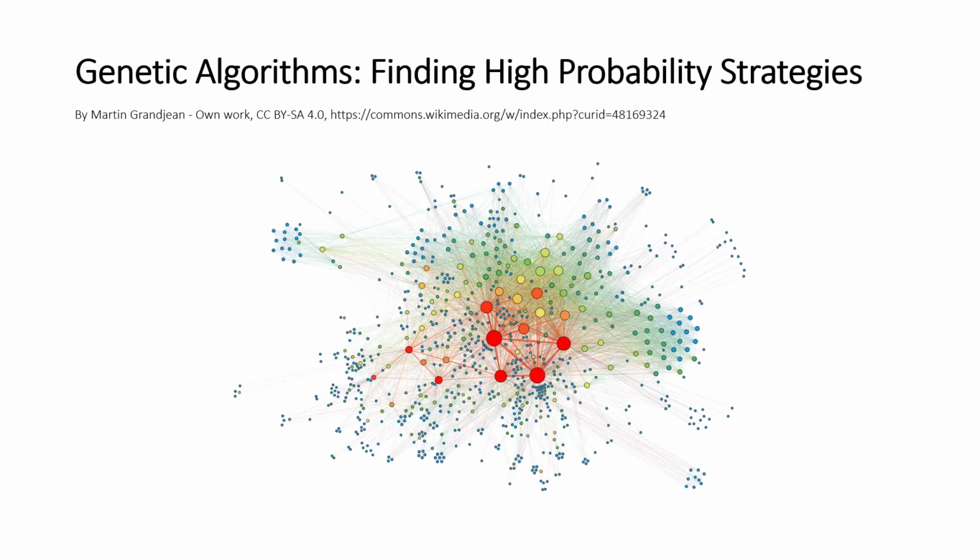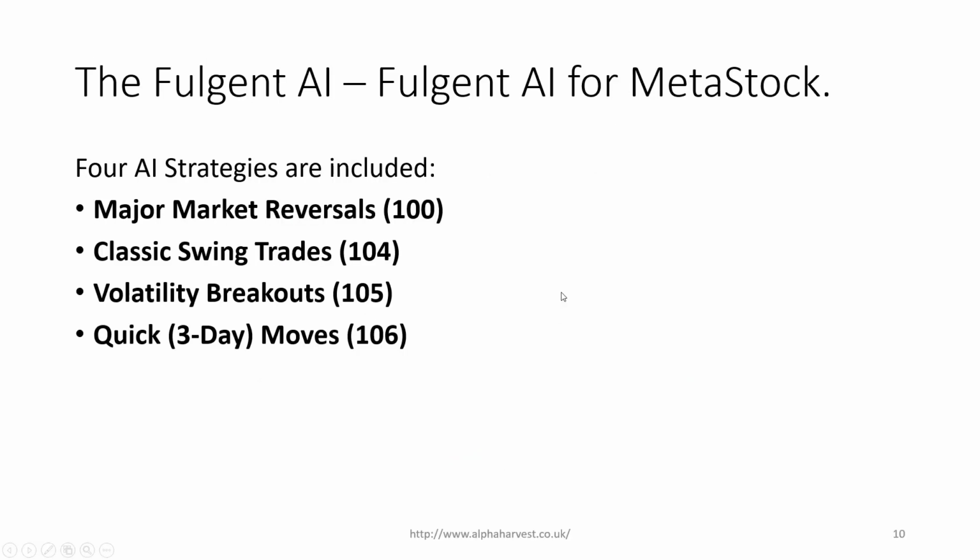And that brings us back to this genetic algorithm, where the AI has gone into the system, tested all the different possible combinations, and it came up with various high probability trades. And that brings us back to these 4 AI strategies that we're using on AI Traders Live: major market reversals, classic swing trades, volatility breakouts, and quick 3-day moves. Until next time, happy AI trading.